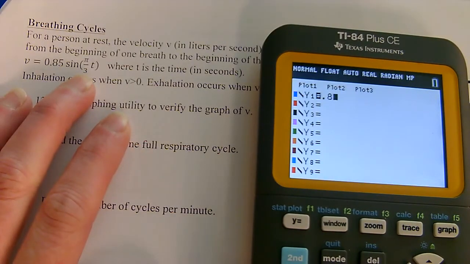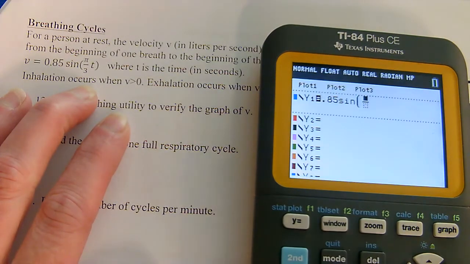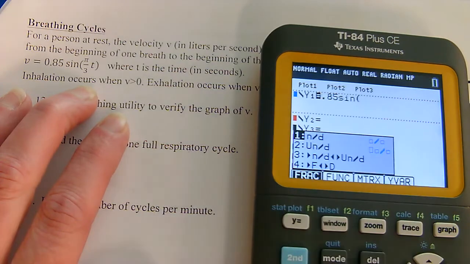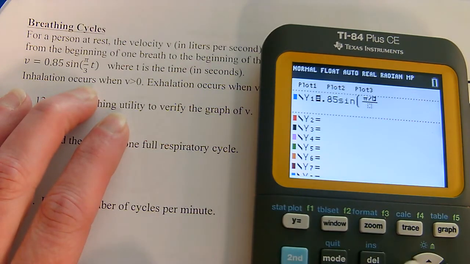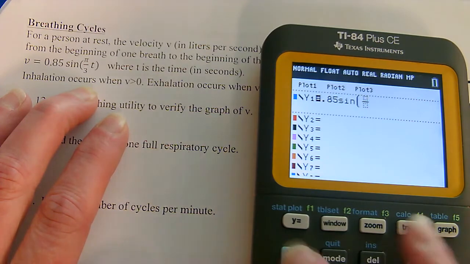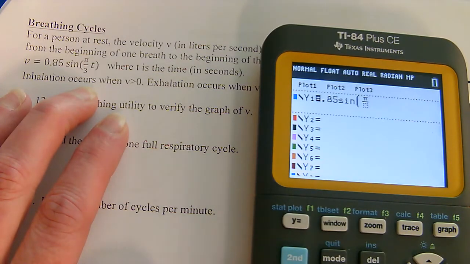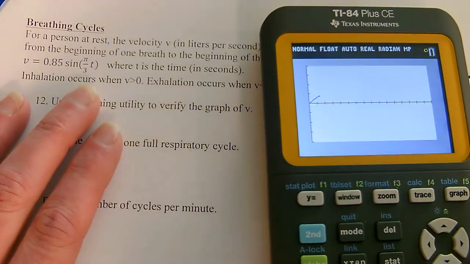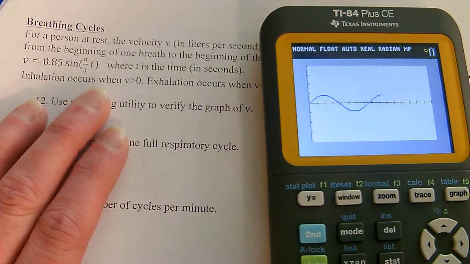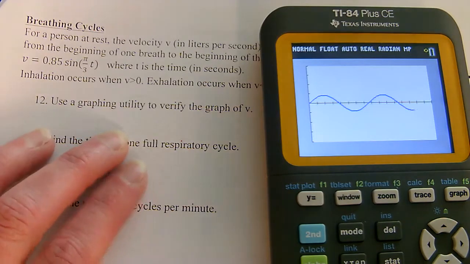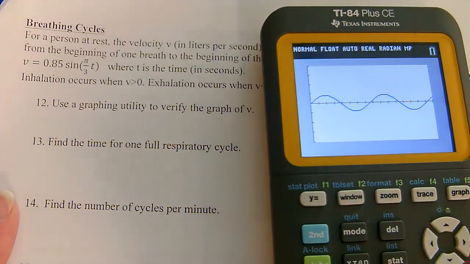So 0.85 sine of pi over 3 x, graph. I am hitting wrong buttons today. Okay, so inhale, exhale, inhale, exhale. Okay, and it does make sense that it is periodic.